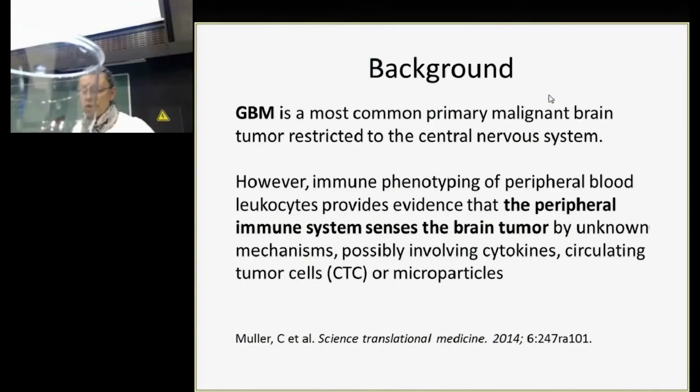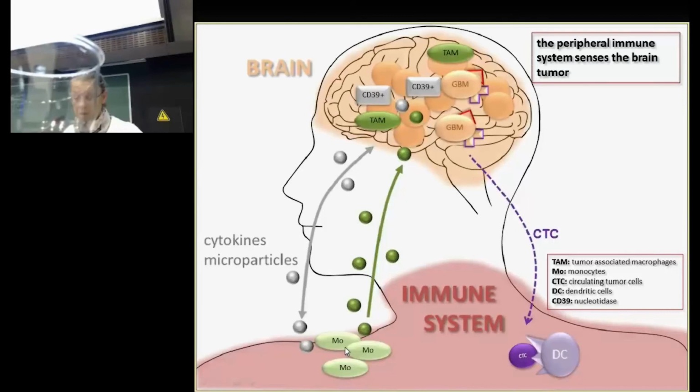The background, you already heard about that. GBM is the most common primary malignant brain tumor. It's restricted to the central nervous system, where it also metastasizes. But we have data that the peripheral immune system recognizes the tumor, and that is in part due to the circulating tumor stem cells, and there is a recent publication which demonstrated that they are quite frequent.